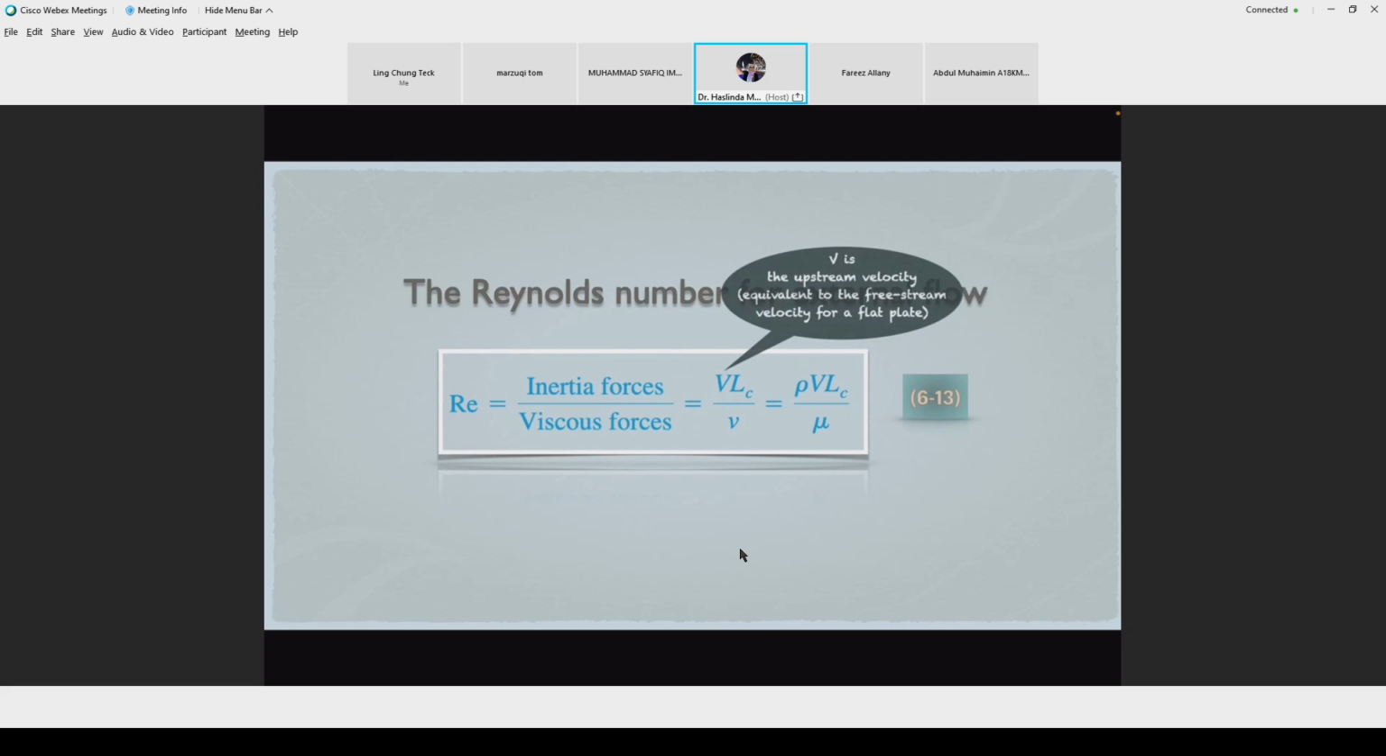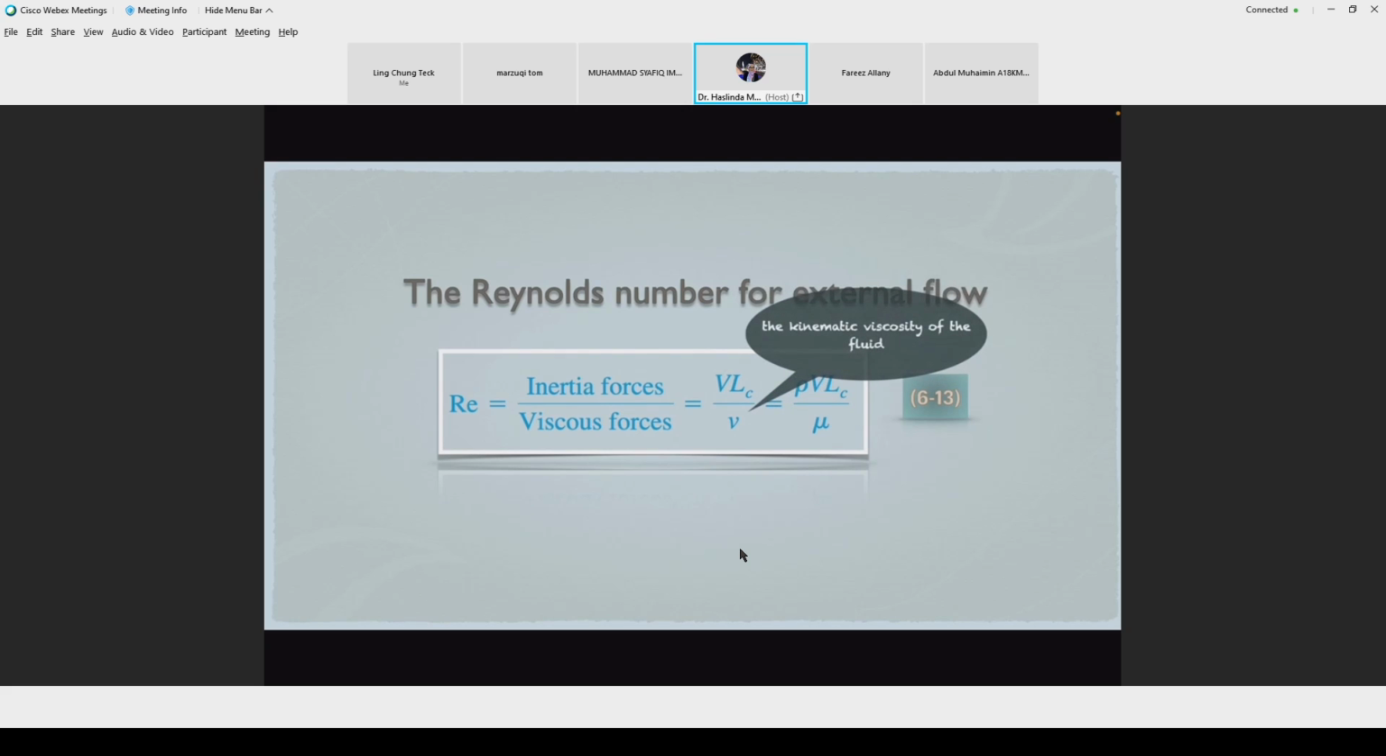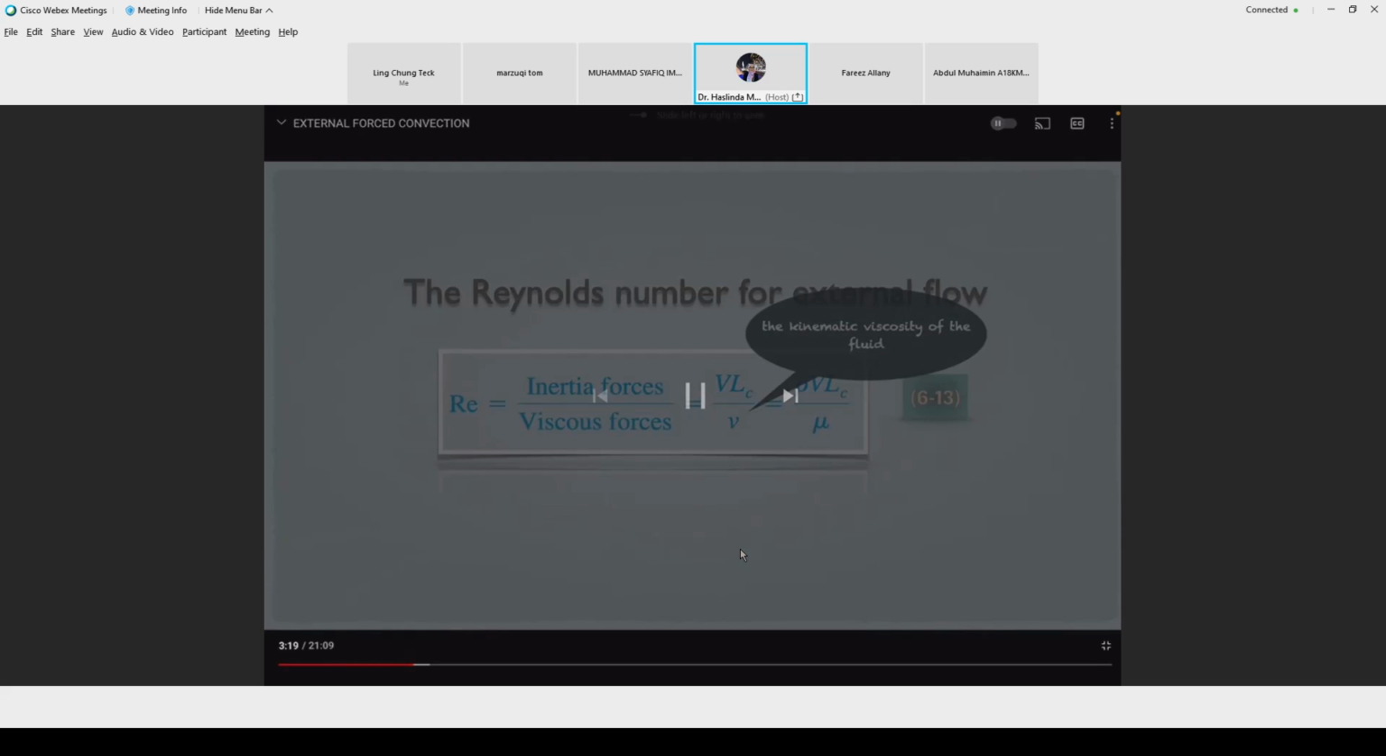V is the upstream velocity. Ini saya bagilah what is V, what is L, what is mu. Lagi tadi saya ajar kan.